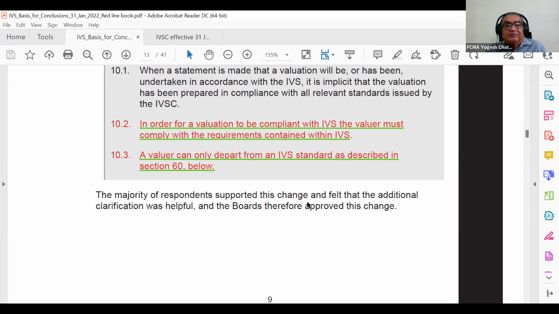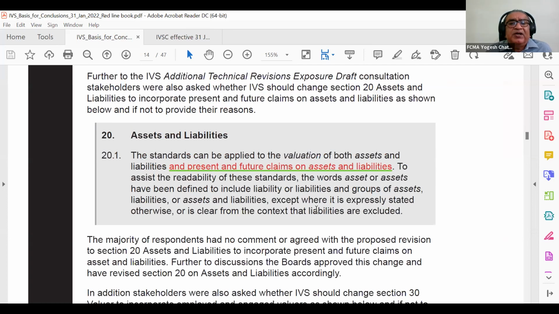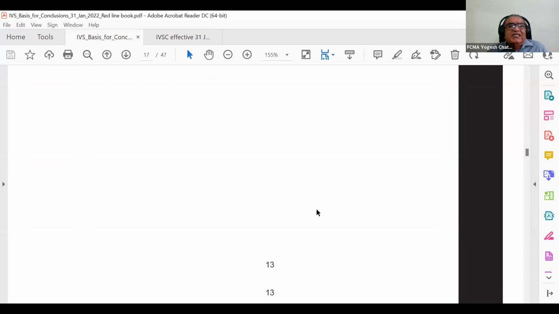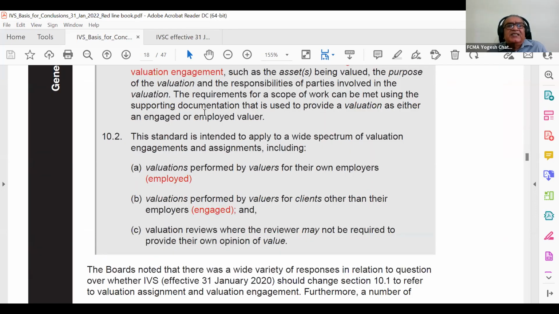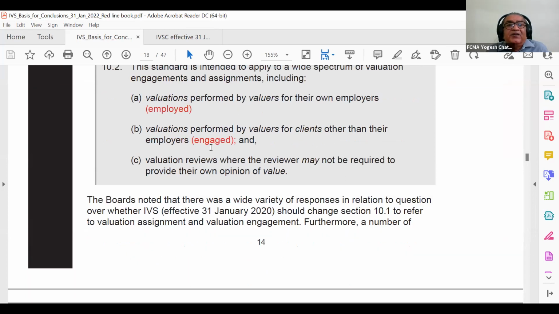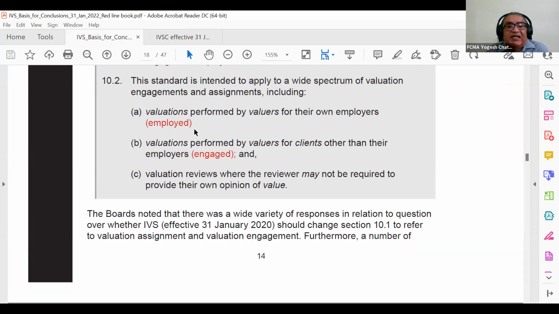Now, one more thing I want to show you is on IVS approaches. Apart from this, all these changes have been made. Here, see, valuation performed. This standard is intended to apply to a wide spectrum of valuation engagements and assignments, including valuations performed by valuers for their own employers. So that is also now part of these standards, sir.